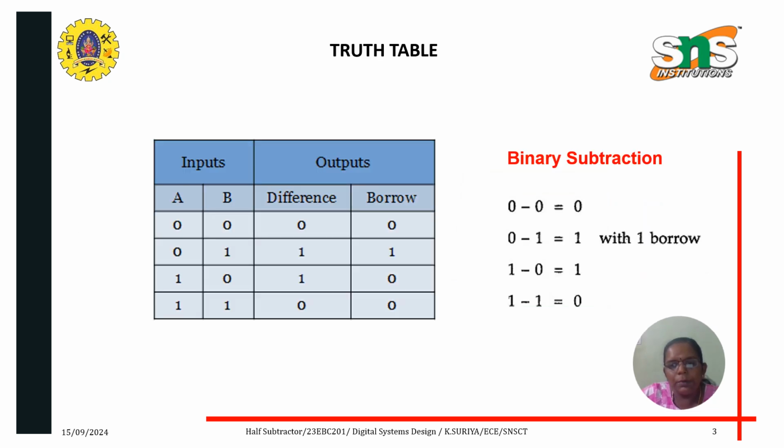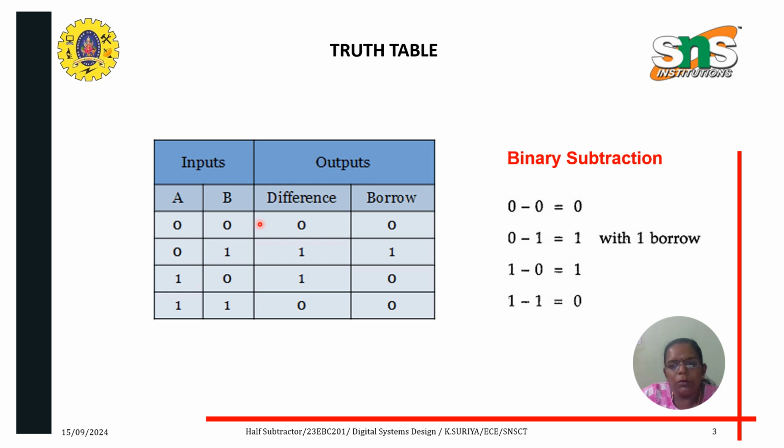This is the truth table of a half subtractor. Since it has two inputs A and B, it has four combinations: 0 0, 0 1, 1 0 and 1 1. And you have two outputs, difference and borrow. We know that in binary subtraction, 0 minus 0 is equal to 0, 0 minus 1 is equal to 1 with a borrow of 1, 1 minus 0 is equal to 1 and 1 minus 1 is equal to 0. So using this, the truth table outputs are obtained as shown here.